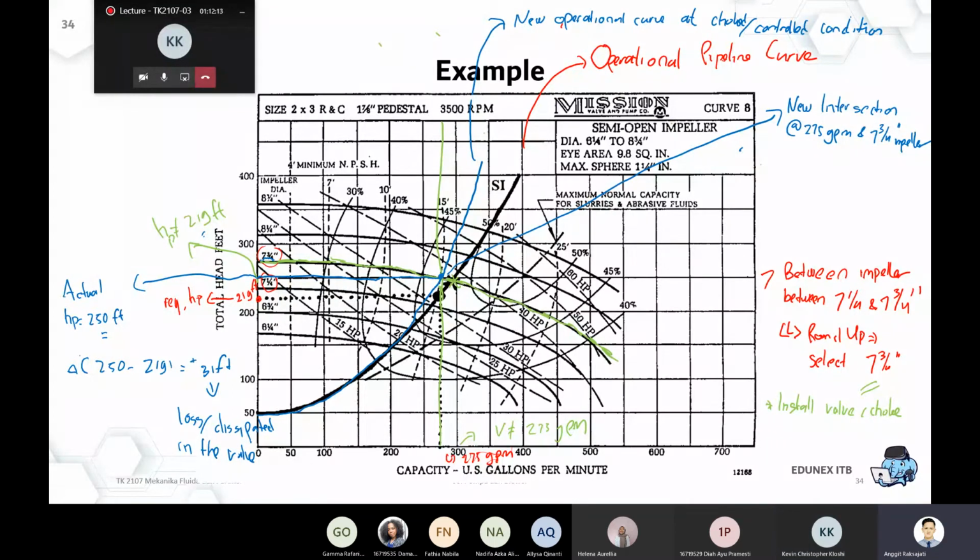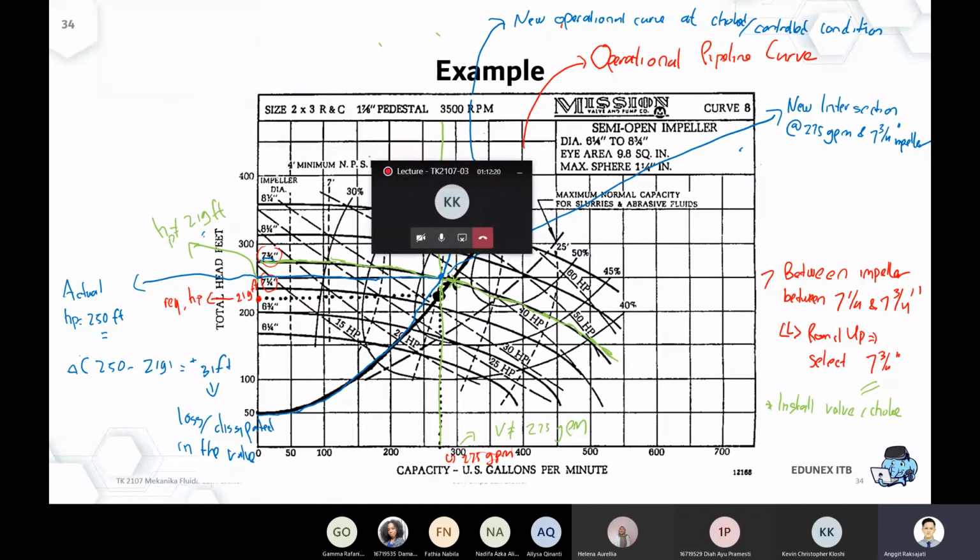Okay, so that's one option. And the book itself also stated that in this case, the system becomes more complex. So option one, you install a valve to choke the feed. That's option one, as explained in the case.